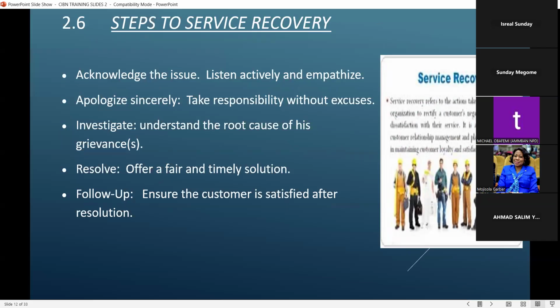Acknowledge the issue. You can only solve a problem effectively if you have listened keenly to the customer. Remember the example I gave you. Somebody says, the money I came to withdraw here is not complete, and the moment you hear it, you just say, it's not here, it's not here. We don't do that kind of thing. You've not listened keenly. You are only being defensive. So it's when you listen attentively and empathize.